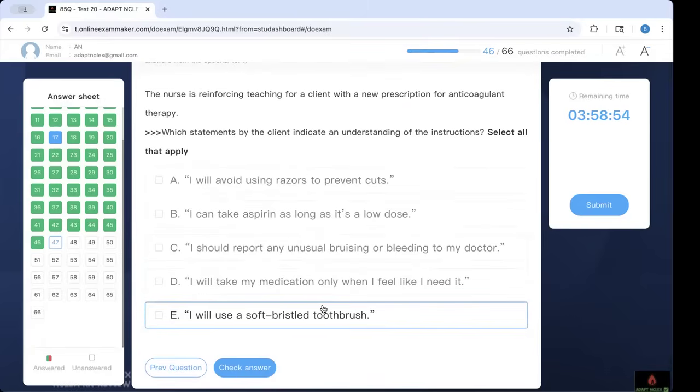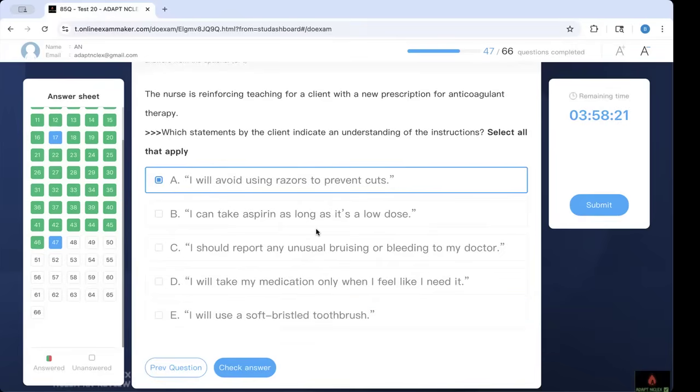And this is reinforcing teaching for a client with a new prescription of anticoagulant therapy. Which statement by the client indicates an understanding of the instructions? Select all that apply. I will avoid using a razor to prevent cuts. I can take aspirin as long as it's low dose. I should report any unusual bruising or bleeding to the doctor. I should take my medication only when I feel like I need to. I will use a soft bristle toothbrush. Which one is good understanding for anticoagulation? That's all. Stop the video, answer the question.